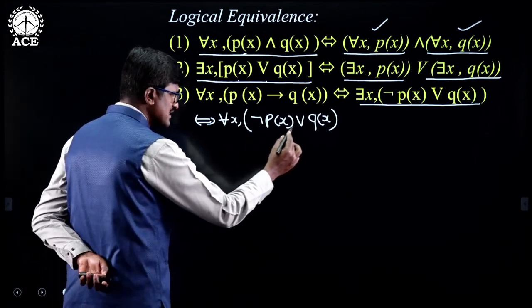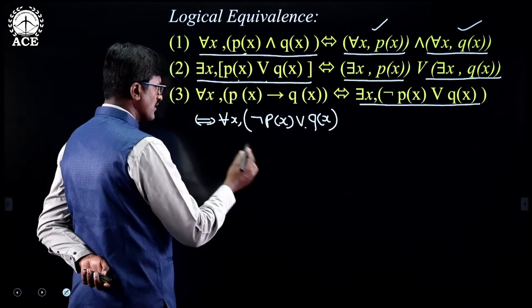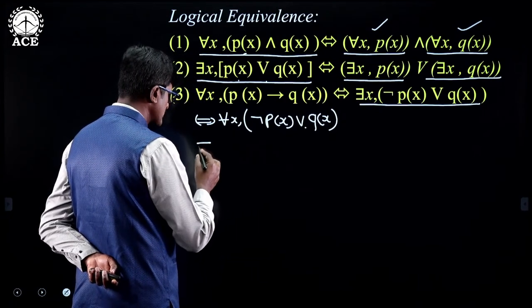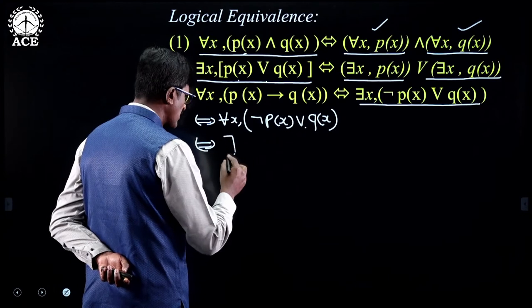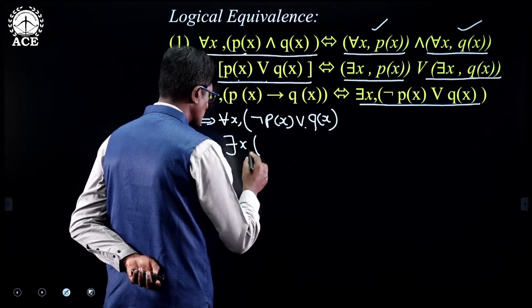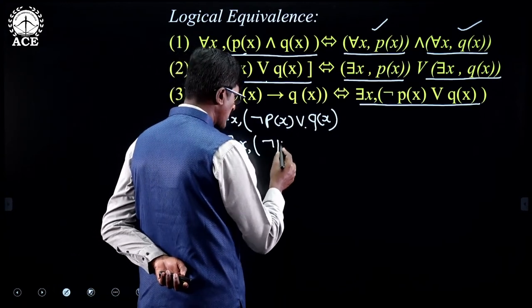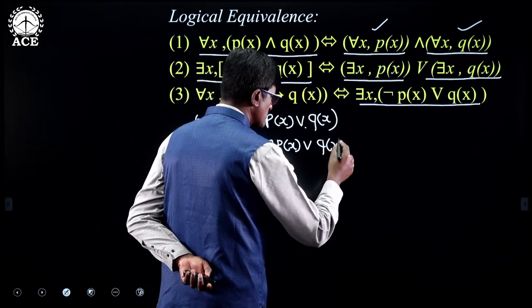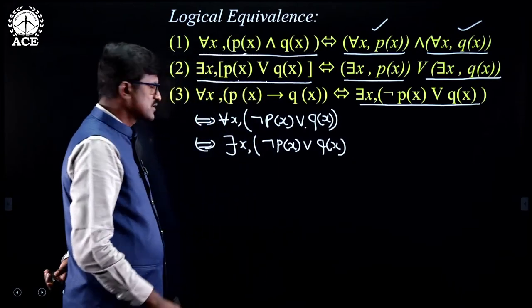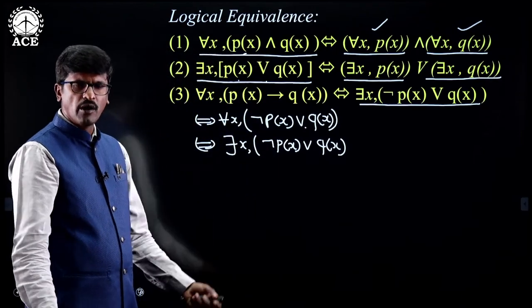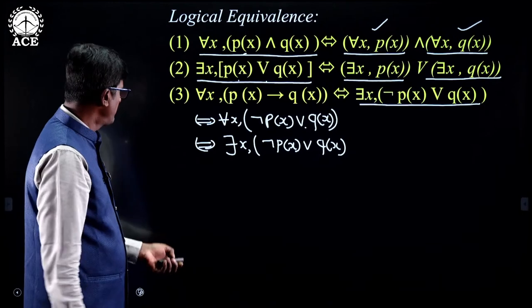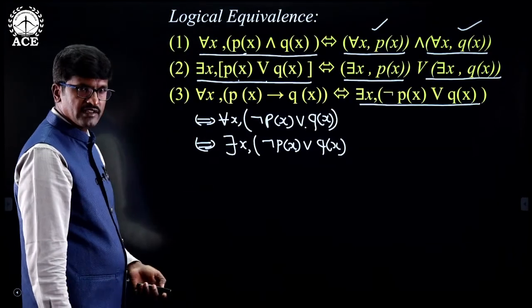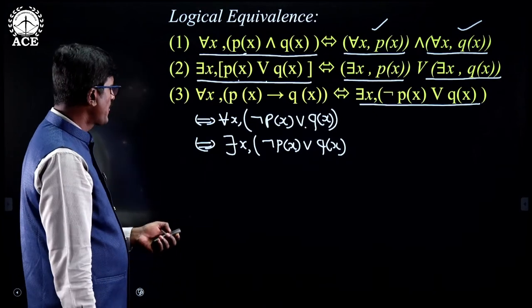So if this disjunctive statement is true for all values of x, it must be true for some values of x also. This is negation p of x or q of x. So if any disjunctive statement is true for all values of x, obviously that must be true for some values of x. So these are all the inequalities related to the logical equivalence.